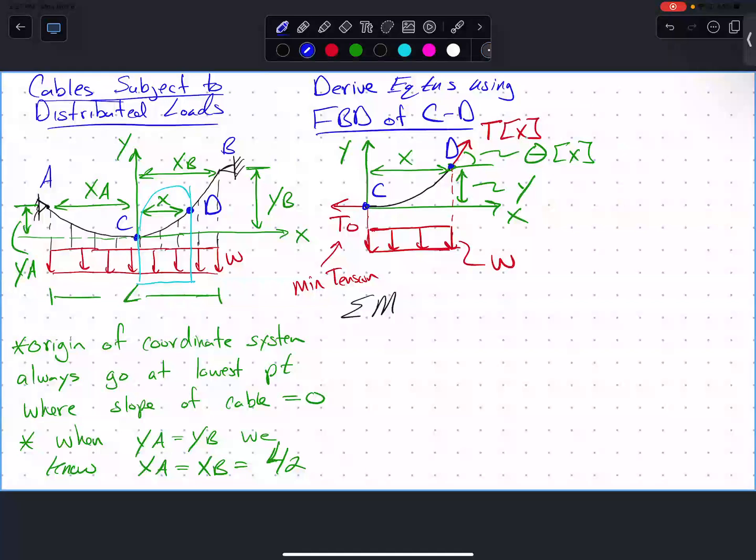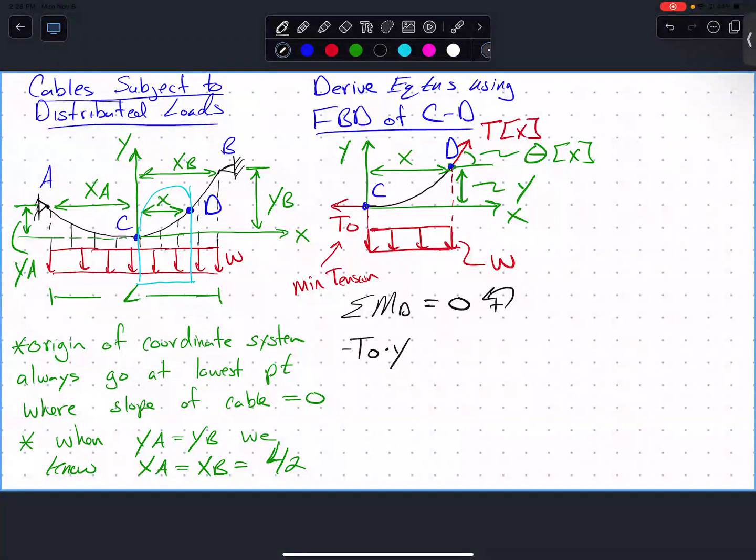D. Yeah. At D, because we get rid of T of X and we get rid of theta. So let's sum moments about point D equals 0. We've got positive going counterclockwise. It's a little bit interesting to sum moments about for cables, because cables don't hold any moment, but we can still say, hey, make sure that nothing is rotating in my FBD. We can still meet equilibrium for rotation. So if I sum moments about D, we're going to have a T naught, which is going to be negative. The distance to T naught is Y.